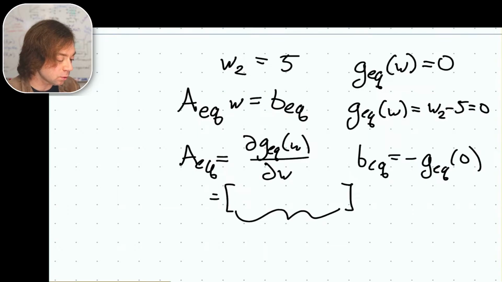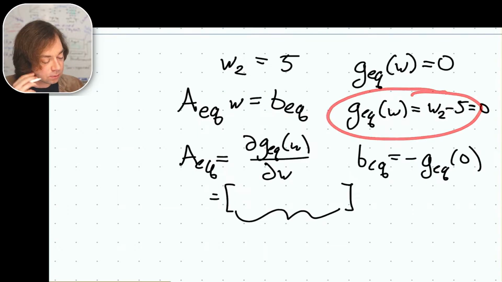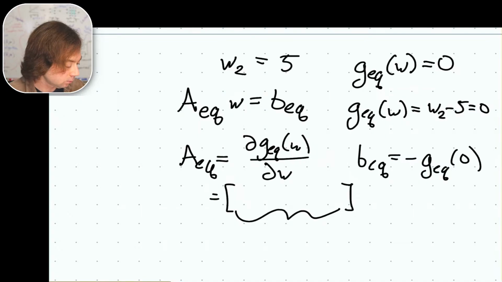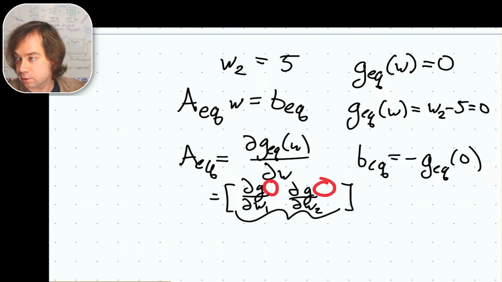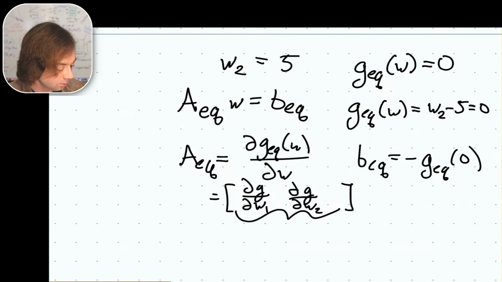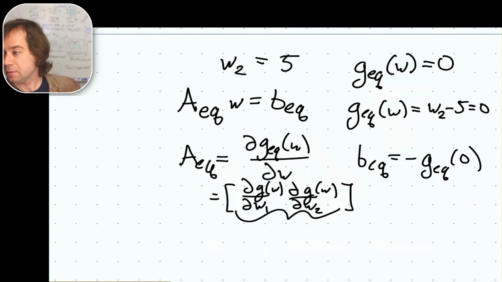So let's take the partial derivative of GEQ, which is right there, with respect to W1 and W2: partial G, partial W1, partial G, partial W2. I'll include the of W, I wasted so much time even saying that. Okay, that's your Jacobian. It's a 1 by 2, right?